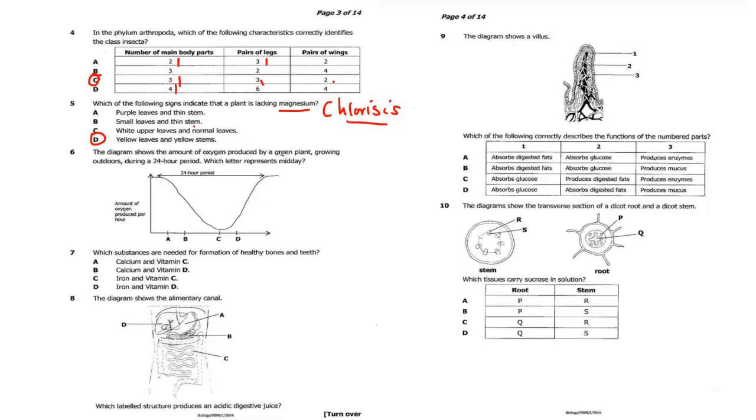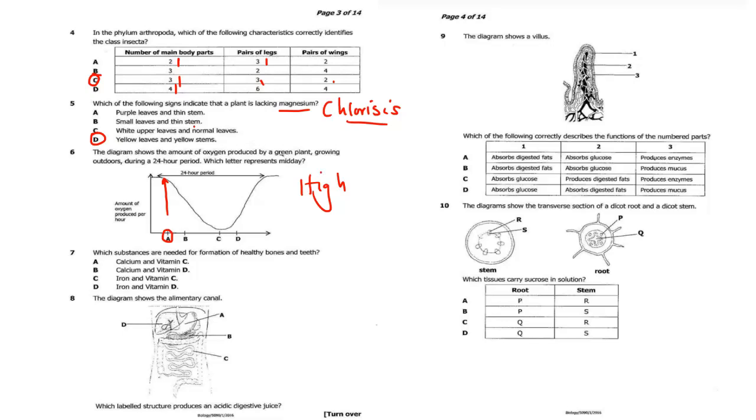Question 6. The diagram shows the amount of oxygen produced by the green plant growing outdoors during a 24 hour period. Which letter represents midday? Oxygen is produced when the rate of photosynthesis is high. Midday you have a lot of light, and therefore you expect the rate of photosynthesis to be high, and oxygen is produced the most. So we only have these that have the highest point. So the answer is A.